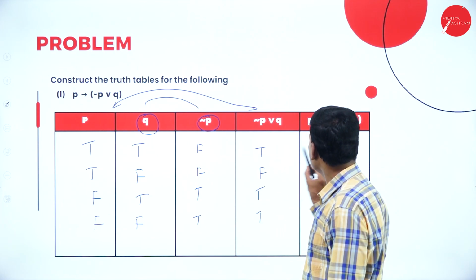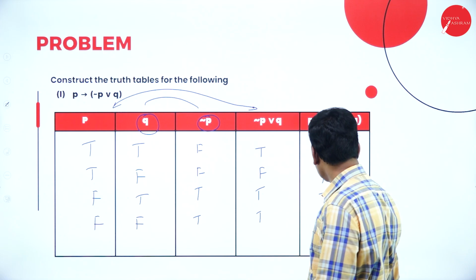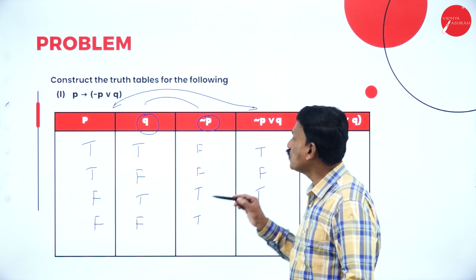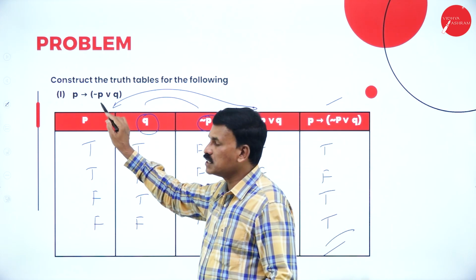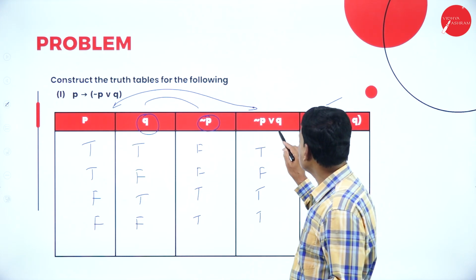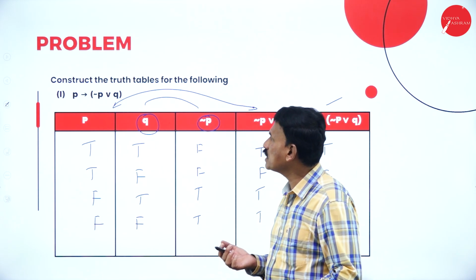True and true is true. True and false is false. False and true is true. False and false is also true. So therefore the truth table for the compound proposition P conditional to negation of P disjunction Q is this. Okay. Now let us come to the next one.